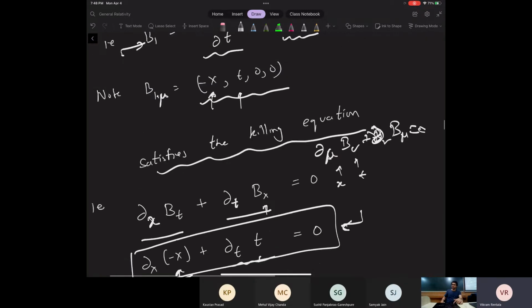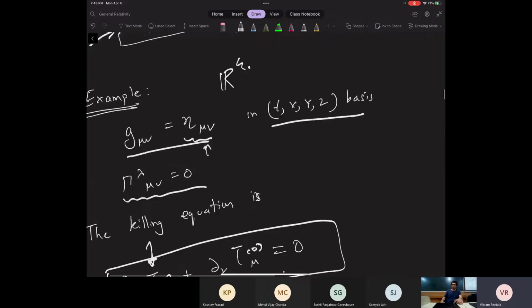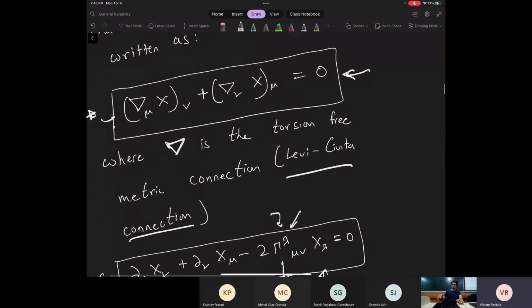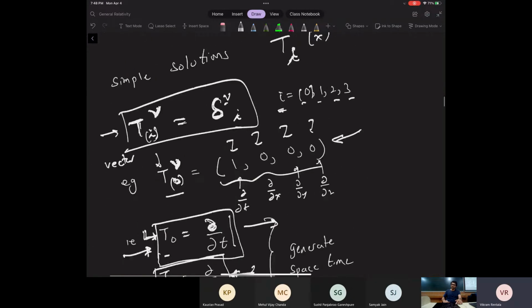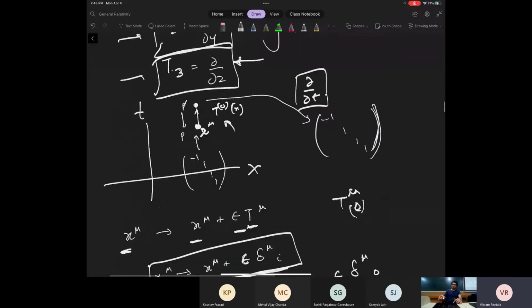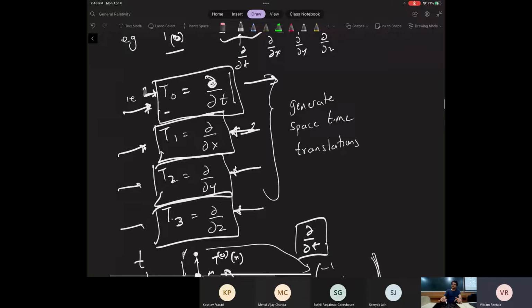Once we solve the Killing equation, which was expressed in this form, we will get Killing vectors or a Killing vector field. Different Killing vector fields tell us about different isometries of the metric. So in the case of Minkowski spacetime, we get these four translations: translations in time, translations in space.